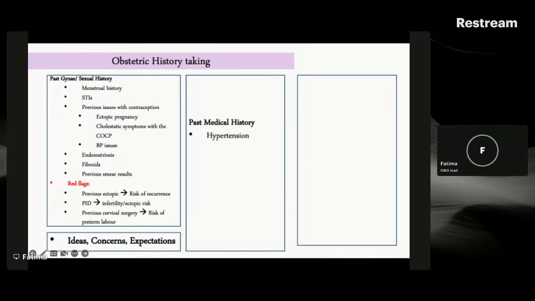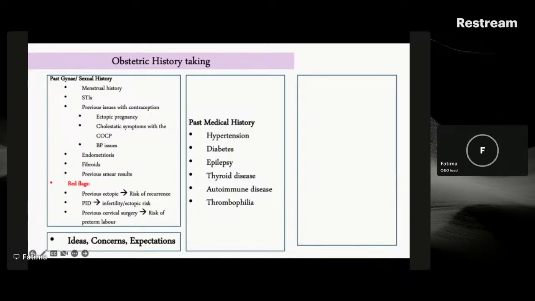And then in terms of past medical history, you're asking about any hypertension, any diabetes, any epilepsy, any thyroid disease, autoimmune disease, and thrombophilia. Hypertension is important because that means she's at risk of preeclampsia, for example, and she needs to be managed with particular medications during her pregnancy if she's hypertensive. In terms of diabetes, again, either lifestyle, metformin, or even insulin is how we manage patients with gestational diabetes. And if she's got diabetes, then she's likely to have it during her pregnancy as well.